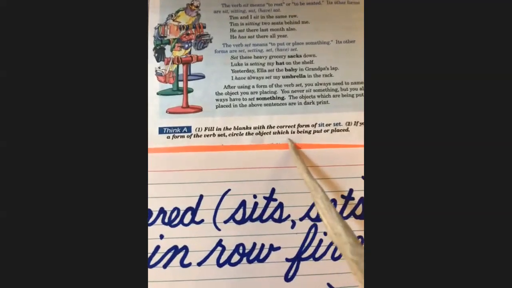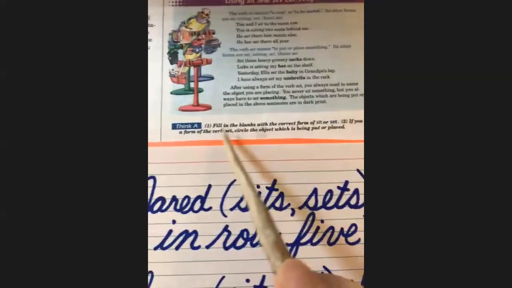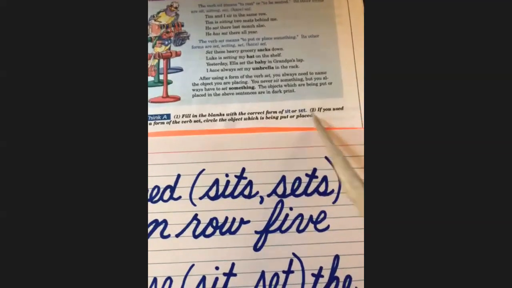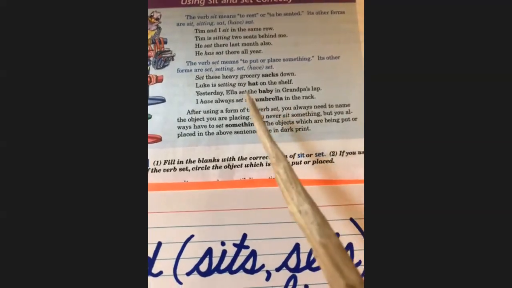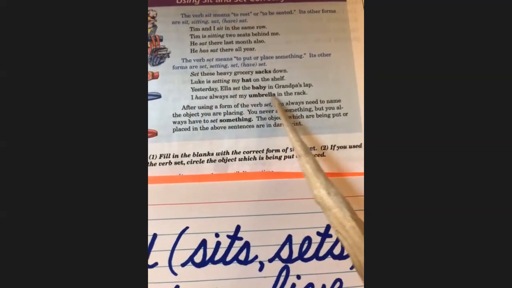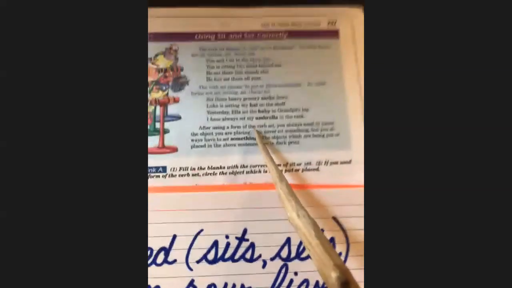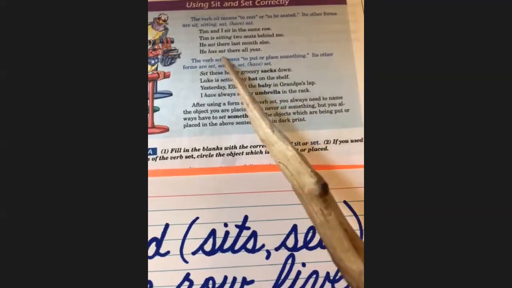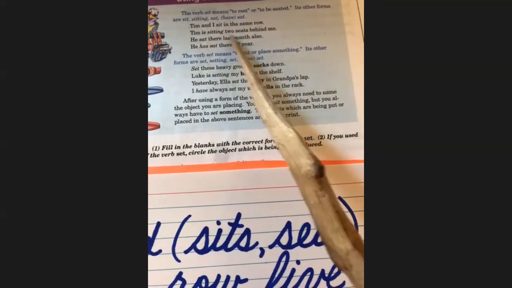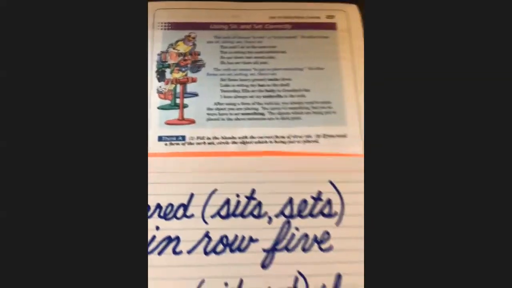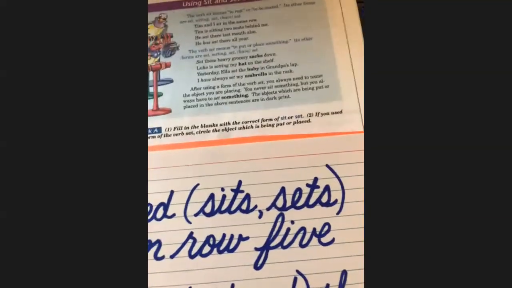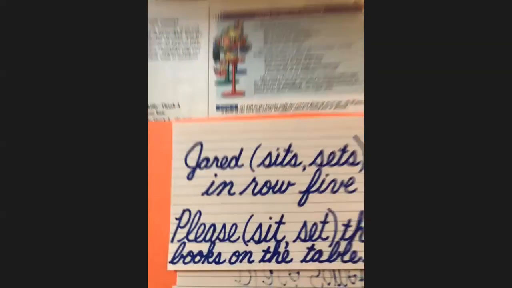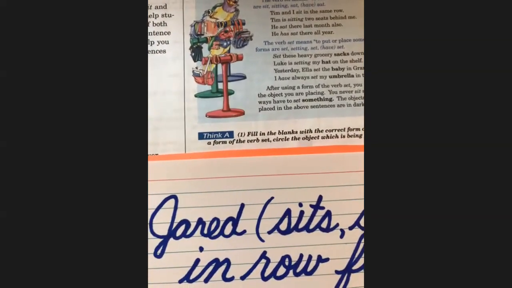All right, so fill in the blanks with the correct form of sit, set. And if you use the form of the verb set, circle the object which is being put or placed. So don't forget to do the second part, to circle the object, what is being set. For example, if the sentence was, I have always set my umbrella, you'd circle umbrella, that's what's being set. And then you know you used it correctly because it has an object of what's being set, whereas sit does not. You're not placing something. All right, so go ahead and do that, and find pages 237 and 238, all about sit and set, and hopefully you understand.